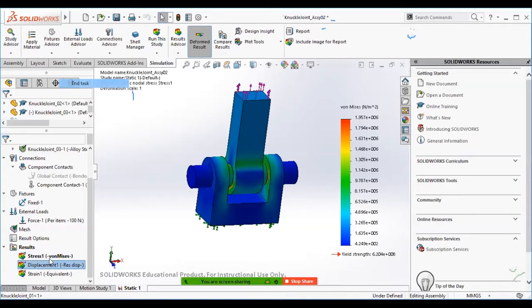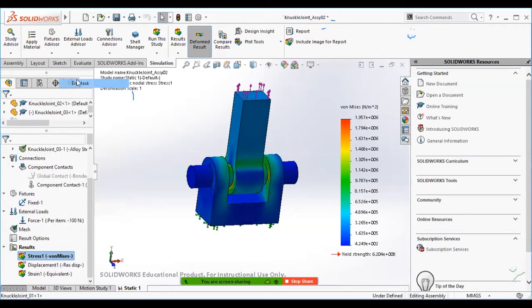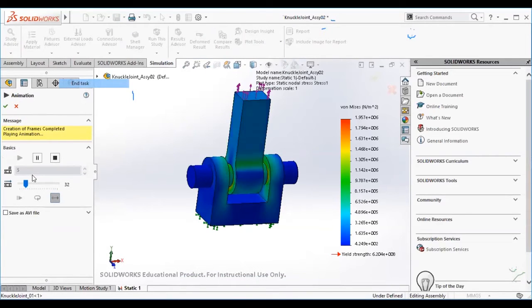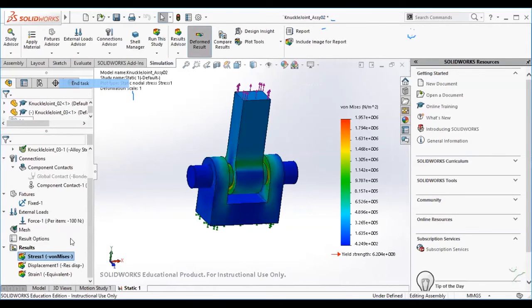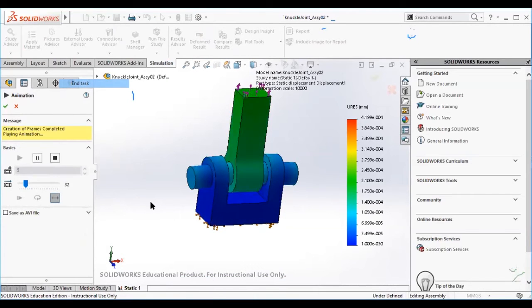So whatever plot is currently active, you can right click on that and just press animation. So right now this is just the stress. And if you want the displacements, you can do the same thing: go to show, make it active, and then animate it. Okay. Thank you. Yeah, welcome.